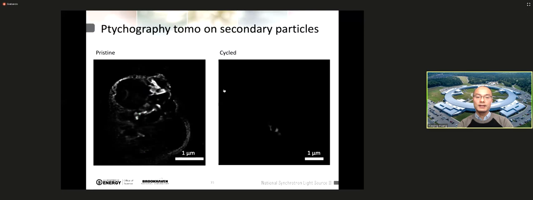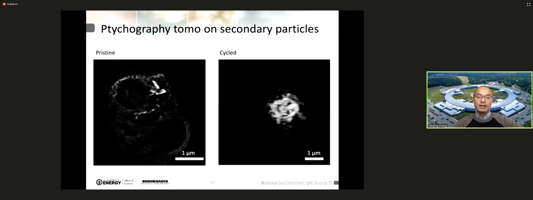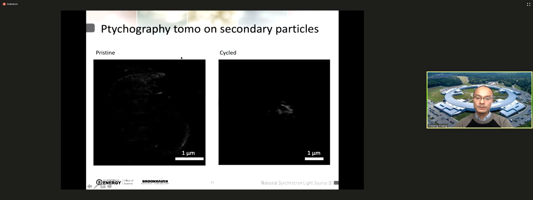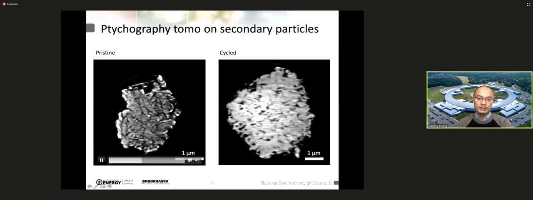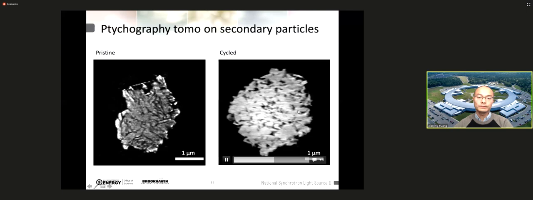And during the fluorescence data collection process, we collected the transmitted far field diffraction pattern, and using that we can get a high quality phase contrast image using ptychography, and those are the obtained images. Since we have enhanced resolution, now we can clearly see each single primary particle and see how they aggregate together. We can see the cracks and the voids inside the secondary particle.